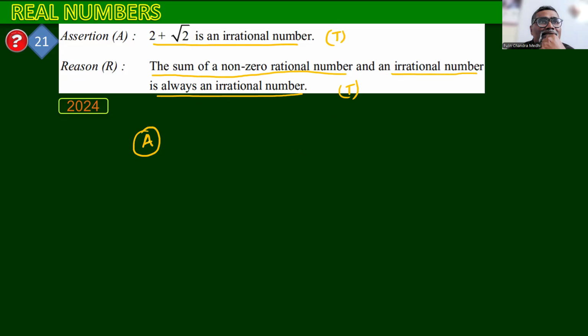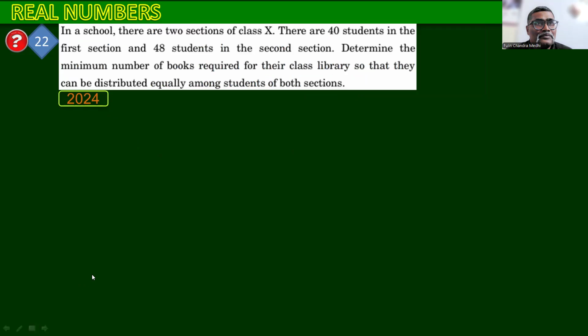So I can write that. But here I would like to add, it's not only non-zero. If you add any rational number, even zero, to an irrational number, the result will be irrational only. I just explained it to you additionally. Oh, only one assertion-reason question was there.